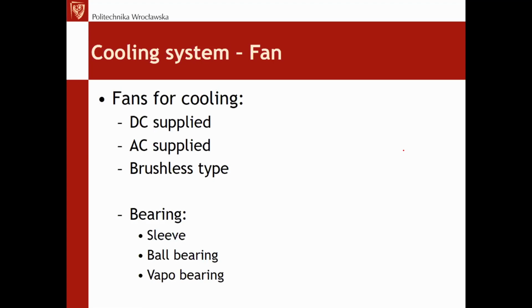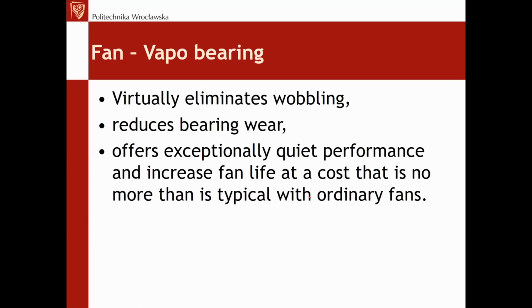In the case of the next element of the cooling system, which is a fan, we have, from the perspective of a designer, a couple of choices. We can use fans that are DC supplied, fans of AC supply type, and the brushless type. Brushless motors are available as well. In the case of bearings, we have the option of a sleeve bearing, ball bearing, and vapor bearing fans. There are slight differences between them.